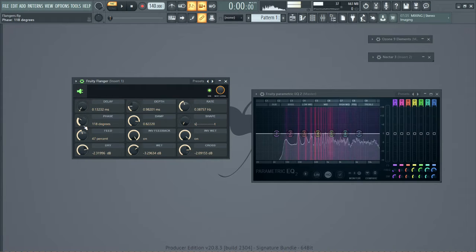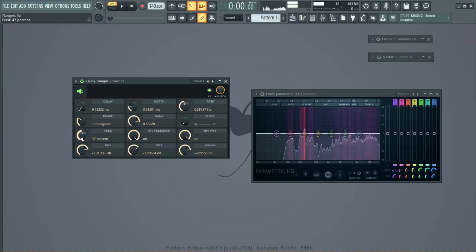So it's going to make it sound wider, or it's going to reduce it and make the effect become mono. At the highest, it's 180 degrees out of phase, or completely out of phase. Shape controls the shape of the LFO. It's either a sine wave or it's a triangle.